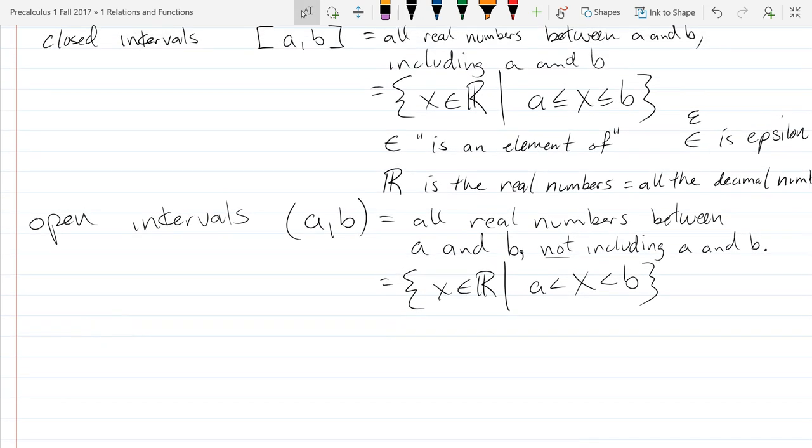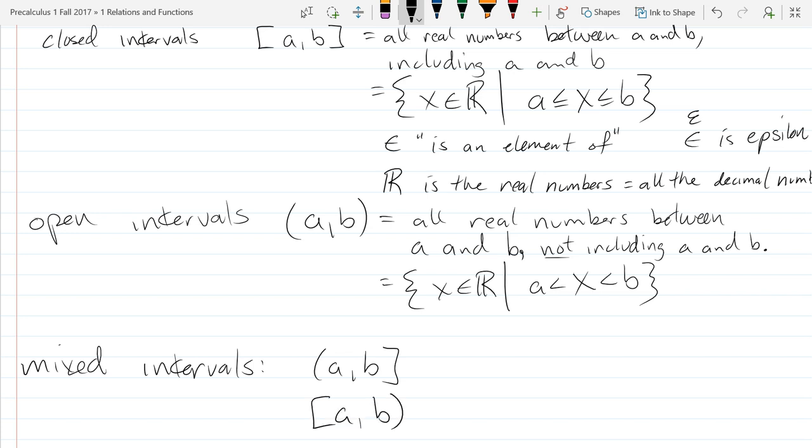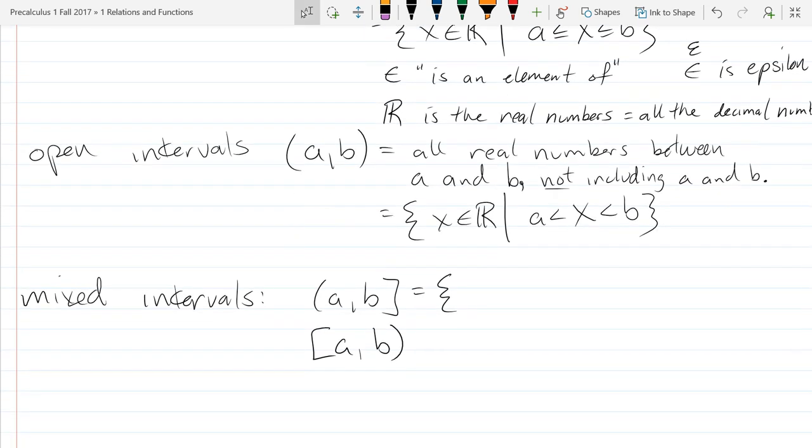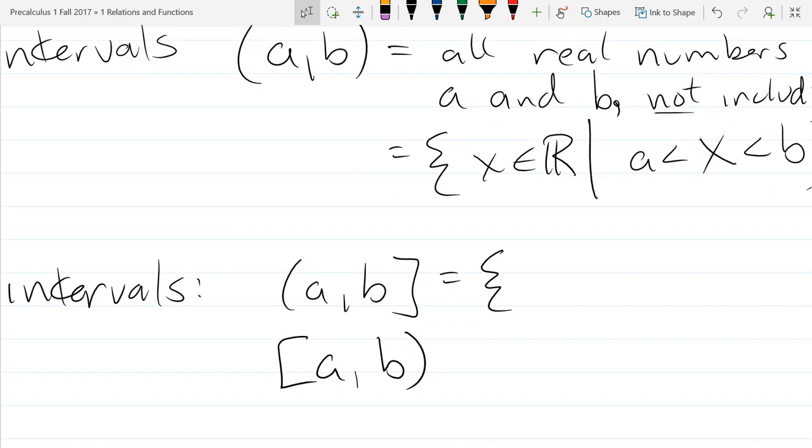So that's closed, open, and you can of course have mixed endpoints. So you could have it closed on one side, open on the other, or open on one side, closed on the other. So if we have the first one, which number are we allowing, A or B, in this interval? B. So you're allowed to have B, but you're not allowed to have A. So in set builder, all real numbers that are greater than A, less than or equal to B.